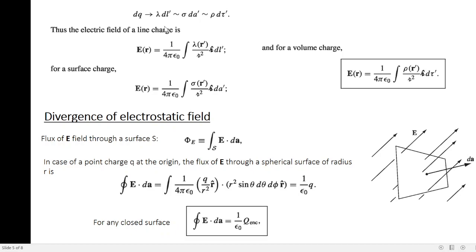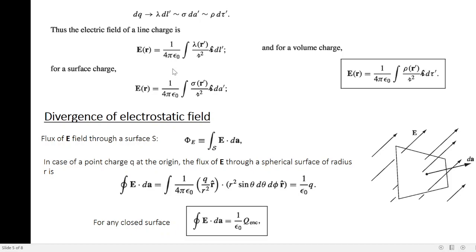In the case of line charge density, the field E of r equals 1 over 4 pi epsilon naught integral lambda dl prime by r square r cap. For surface charge, 1 over 4 pi epsilon naught integral sigma dA prime by r square r cap. Finally, in the most generic case of three-dimensional volume charge, the electric field equals 1 over 4 pi epsilon naught integral rho d tau prime by r square r cap. So this is how you estimate the strength of the electric field.